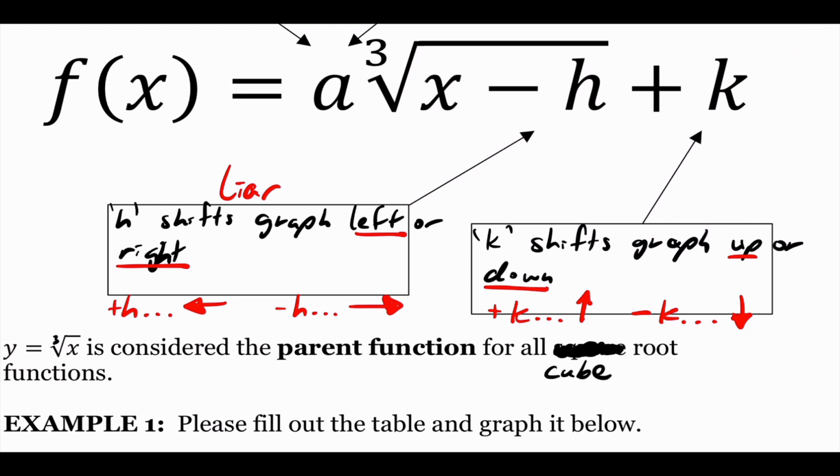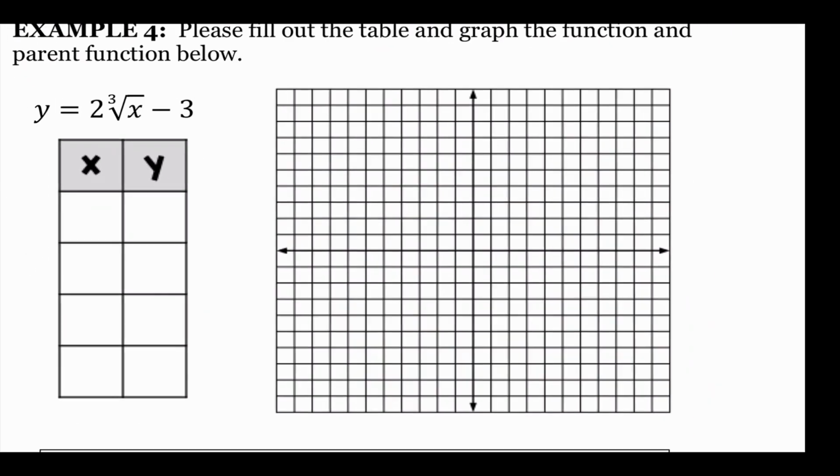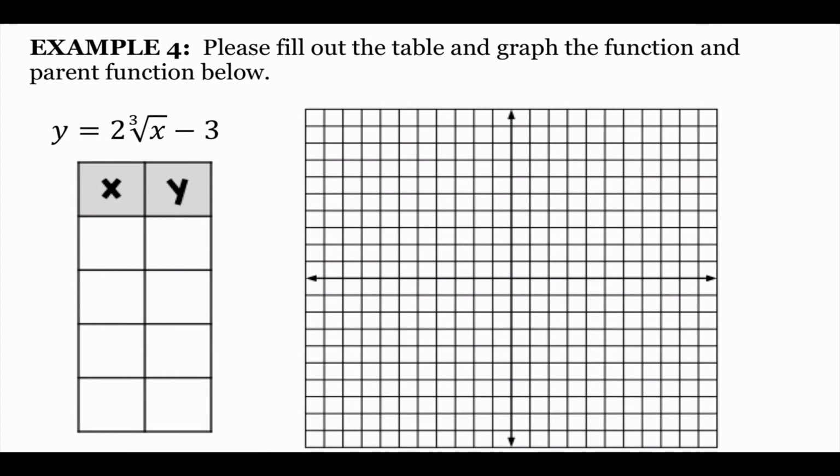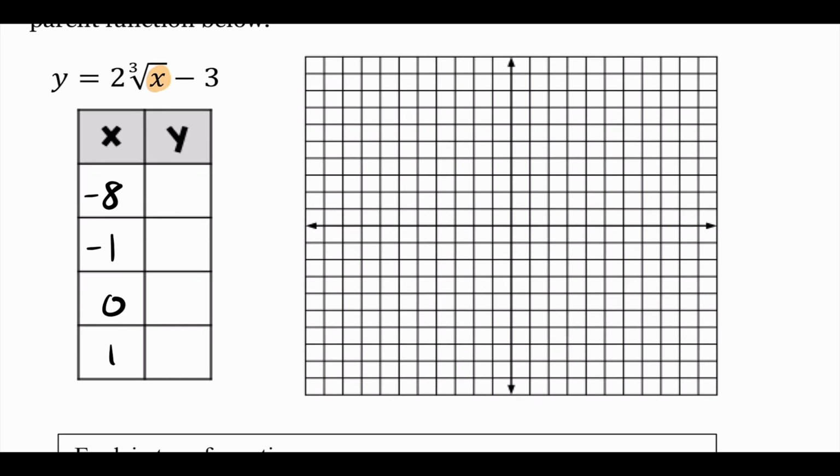Okay, let's do the last two. Okay, so number 4. Start inside the root. What's inside the root? Just x. There's no x plus 5. There's no x minus 4. There's just x. So you can use -8, -1, 0, 1, and 8. I don't have to tweak them at all, like I did on the last one. So this one's going to be -8, -1, 0, 1, and 8.